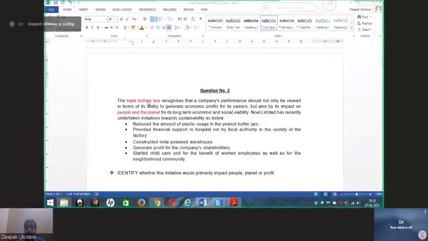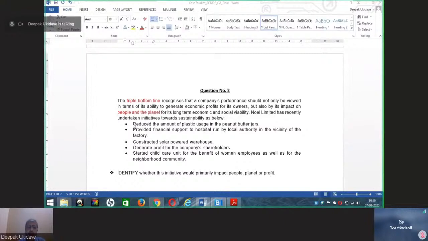So you have to identify in the given case, there are 5 examples of initiatives I have given. There is a company by name Noel Limited. Noel Limited has recently undertaken certain initiatives towards sustainability of business in the long term. So you have to respond, students, whether these initiatives would primarily impact people, planet, or profit. Ultimately, they will impact the business, they will impact the society, and they are all interrelated. But primarily, that is what you have to say, for long-term sustainability of the business. And accordingly, management will ensure that all 3 are taken care of in triple bottom line.